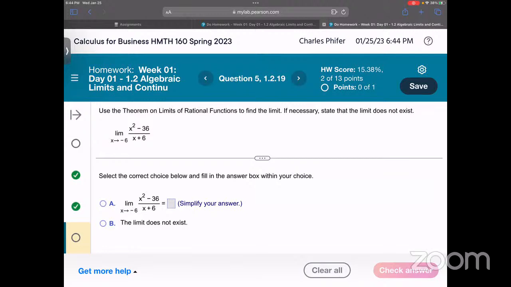It's the same thing, just with different numbers, because the top is a difference of squares. So that factors into x minus 6 times x plus 6. So that leaves us with x minus 6, right? And then when we plug in -6, the output looks like it's -12.